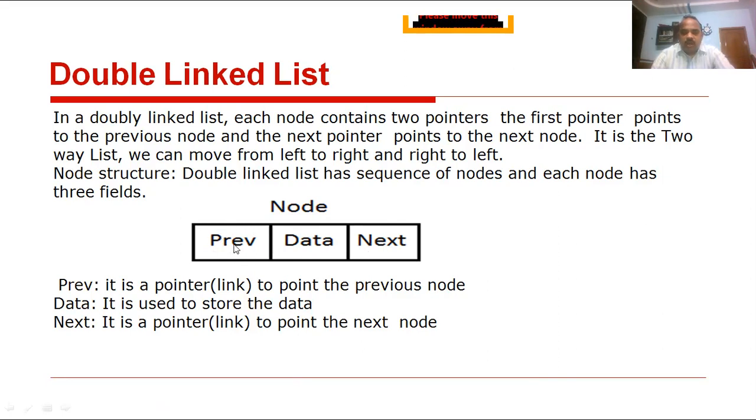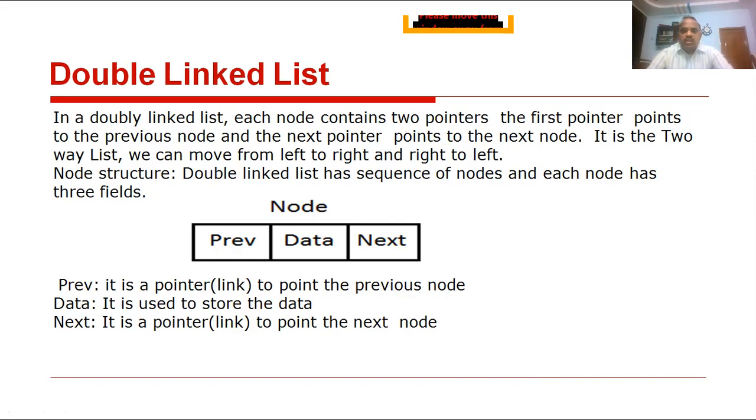The previous part shows the address of the previous node. The next part shows the address of the next node. Clear? That's why it is drawn with these directions, previous and next. So it is a two-way list. We can move from left to right and right to left.